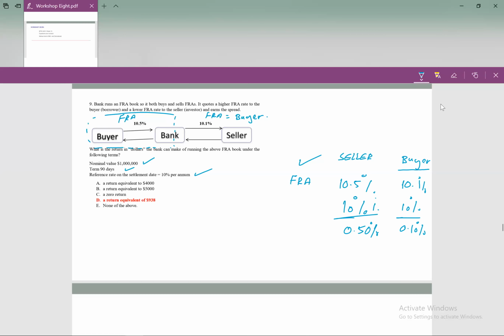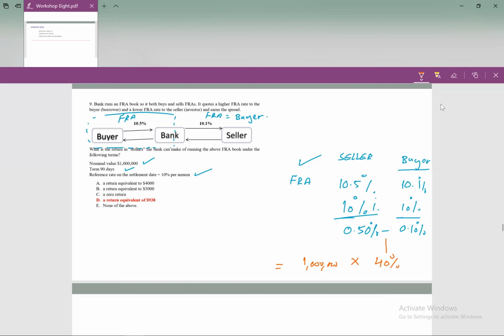Here, the customer will pay 10.5 and get 10. So actually, the difference between the two is 40 basis points. Now, if you take the 40 basis points and multiply it, somebody would say, okay, I just multiply it by the value of the contract, which is 1 million, and I will get the value of the settlement in dollars for this FRA.